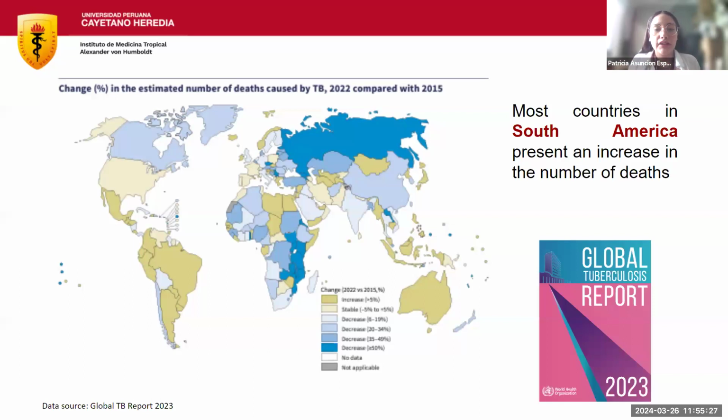Many of the countries that are in blue are definitely decreasing this number of deaths. So we can maybe see that they can get more access to TB diagnostic methods and prevention tools. However, in the majority of the countries from the Americas region, you can see an increase of more than 5% in the number of deaths by TB. So it's really a warning situation for our region. And I want to highlight again that my country is also one of these nations that have this increase in the number of deaths.